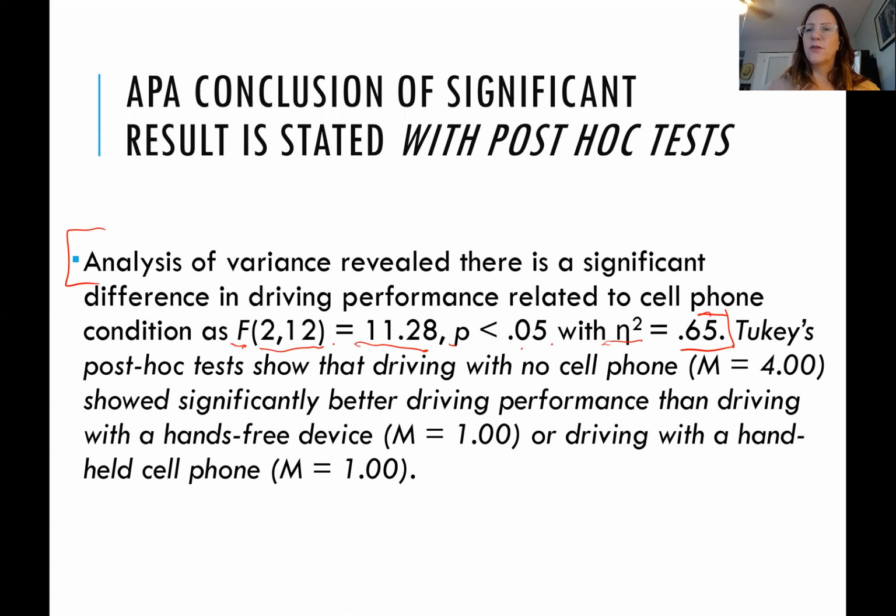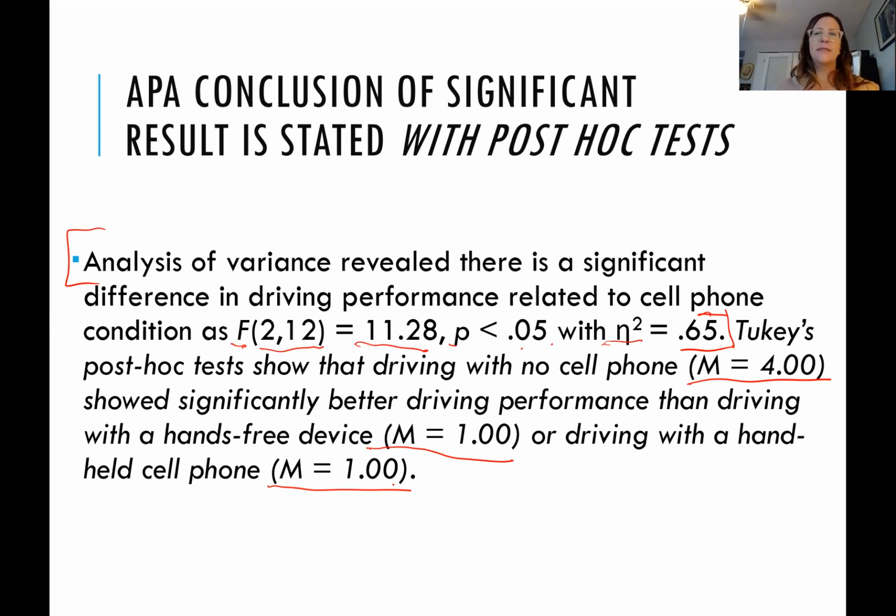Okay, now there's a period, and now because it was significant, you report your Tukey's post hoc tests. And you report your means so that people can see where there was a difference. So here I put Tukey's post hoc tests show that driving with no cell phone, I provide the mean in parentheses, M equals 4, shows significantly better driving performance than driving with a hands-free, I provide the mean after that one, or driving with a handheld cell phone, and I provide the mean after that one.